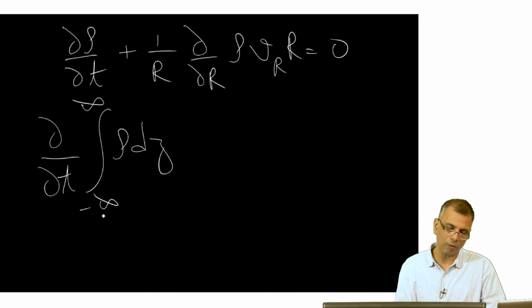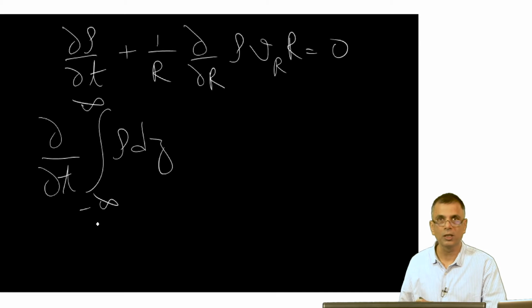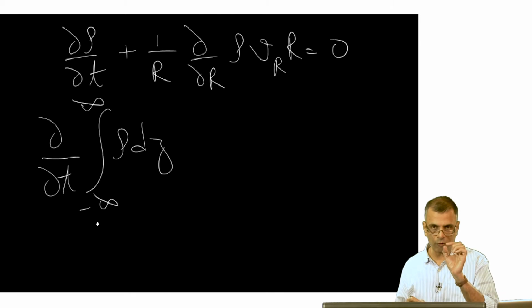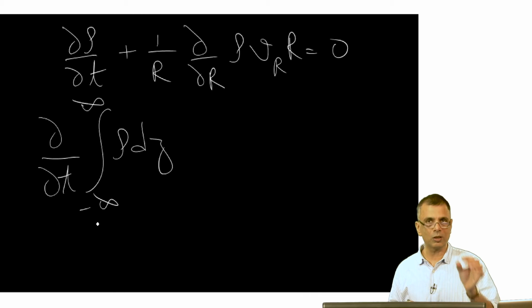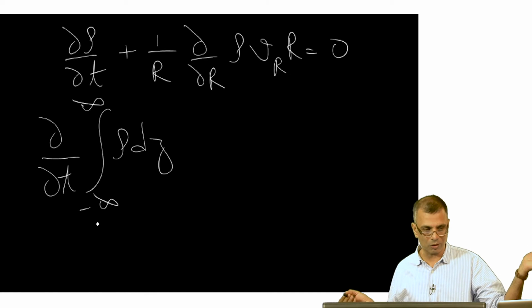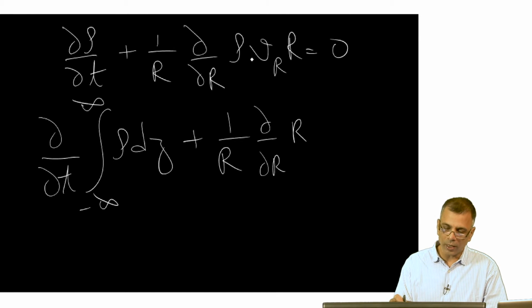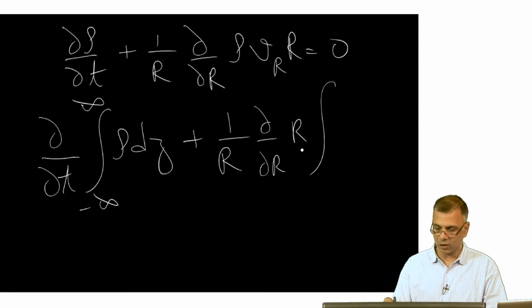I'm formally writing from minus infinity to infinity. The z extends from minus infinity to infinity, but of course it extends only over a finite thickness. So the only contribution comes from that finite thickness. The rest of it just goes to 0. And now what I'm going to do here is 1 over r d over dr, and the r comes outside. This r I take outside, and I allow the rho and the v sub r to be functions of z. So I can write rho.